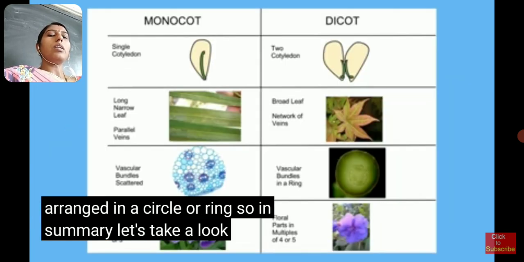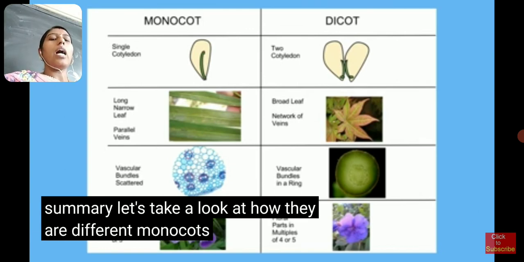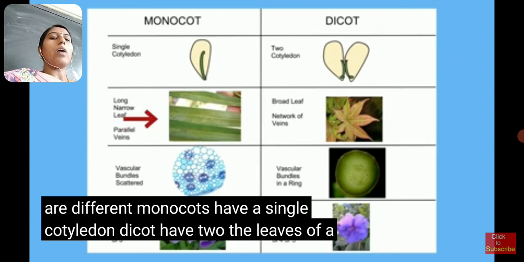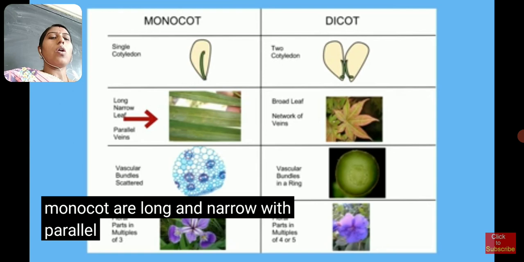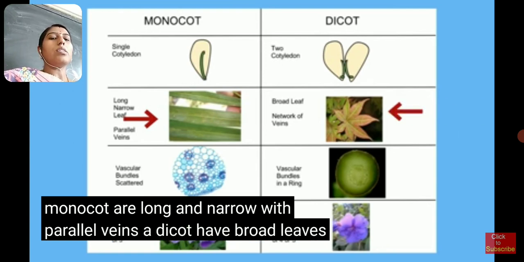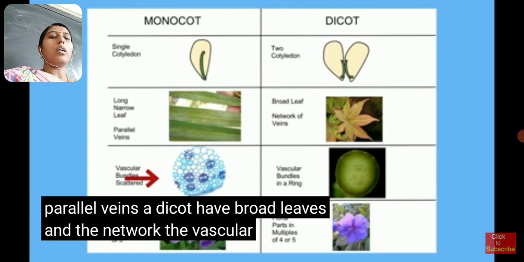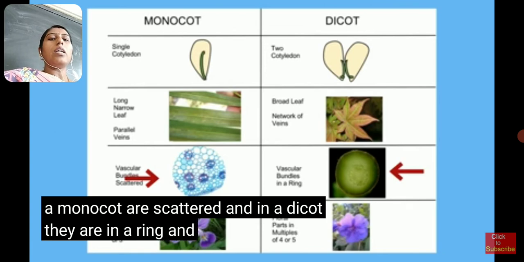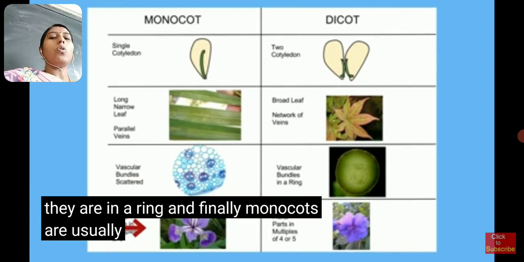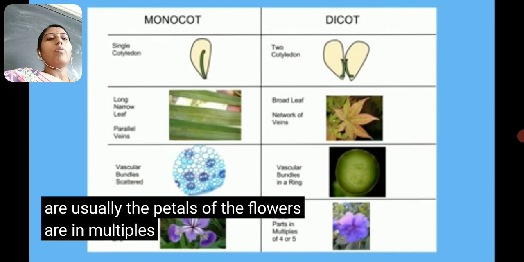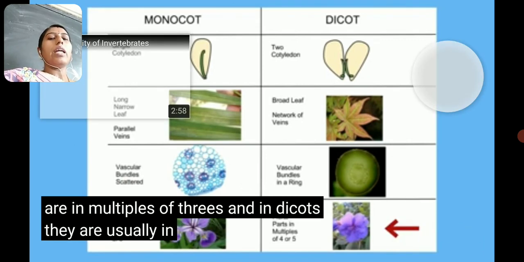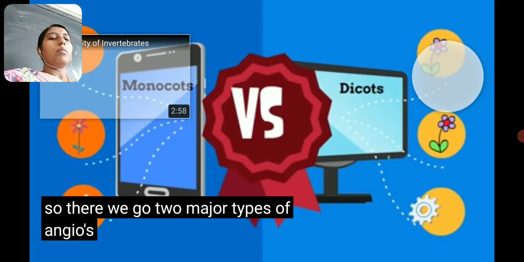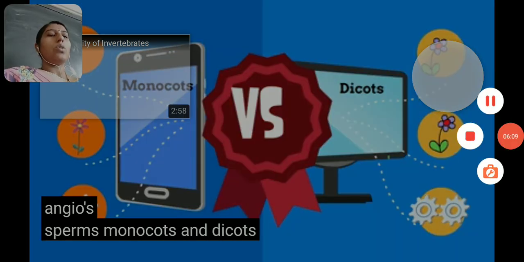So in summary, let's look at how they are different. Monocots have a single cotyledon and dicots have two. The leaves of monocots are long and narrow with parallel veins. Dicots have broad leaves and network veins. The vascular bundles in a monocot are scattered, and in a dicot they are in a ring. Finally, in monocots the petals of the flowers are usually in multiples of 3. In dicots they are usually in multiples of 4. So these are the main two types.